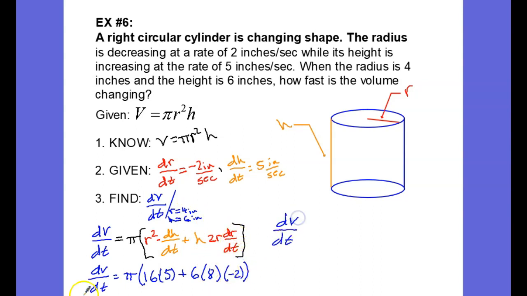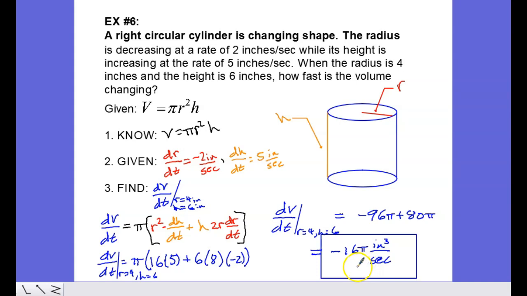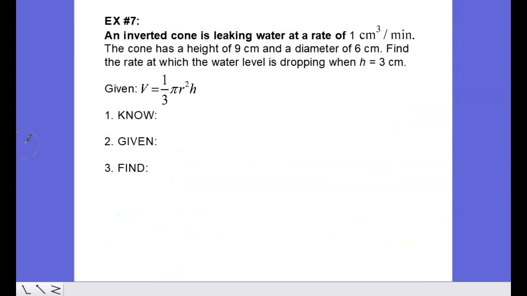So dV/dt, let me go back and make sure I indicate what I'm evaluating: r equals 4, h equals 6. So this ends up giving us negative 96 pi plus 80 pi, and that ends up giving us negative 16 pi, and my units are cubic inches per second. You can leave your answer in terms of pi, but if you substitute, make sure you round to 3 decimal places.